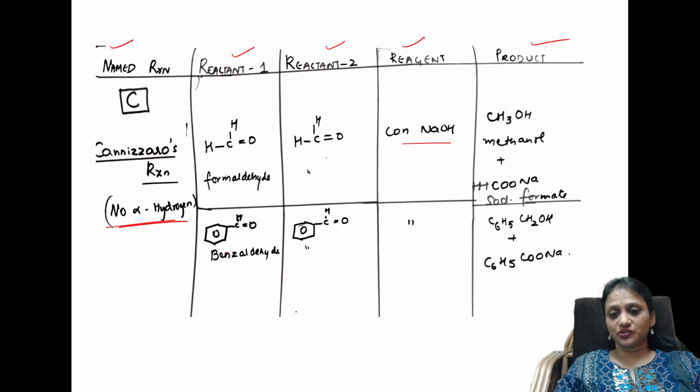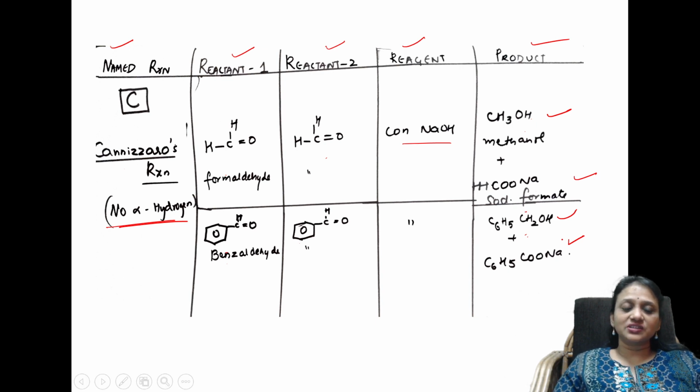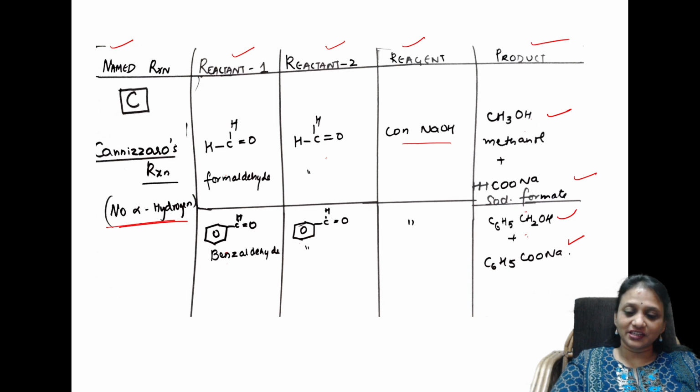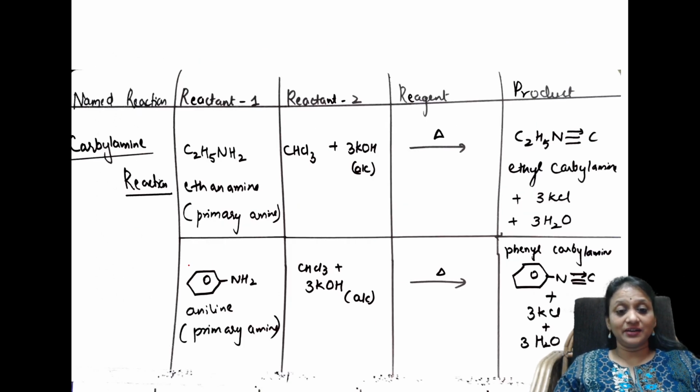Concentrated sodium hydroxide. What product are you getting? One will be the oxidized product, one will be the reduced product. So in both the cases, one is alcohol, one is the salt of that particular metal. That also I have mentioned here in both the cases. So when Cannizzaro's is given, the whole component is here. Easy.